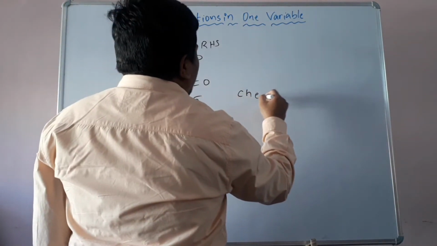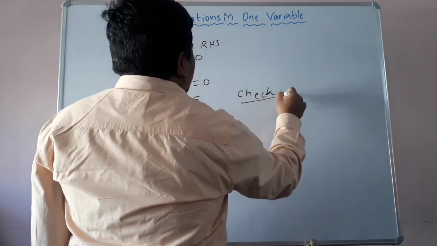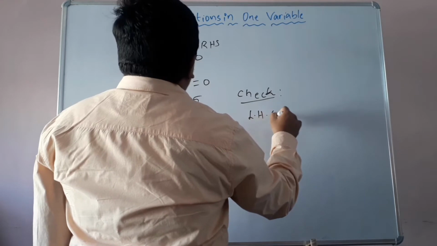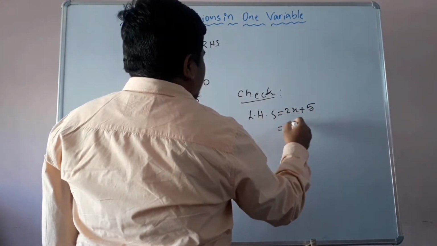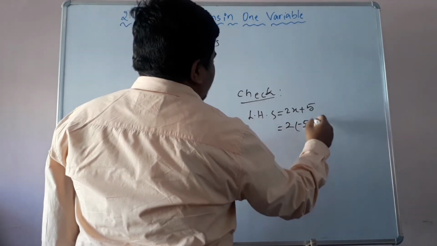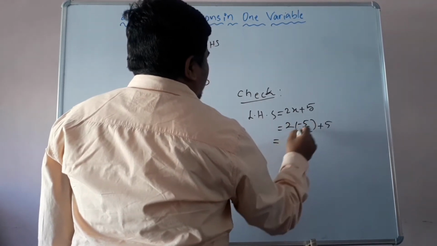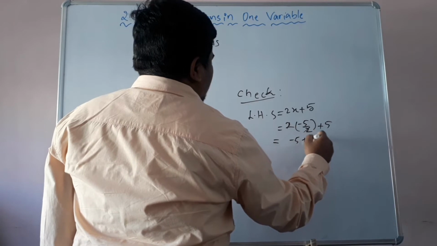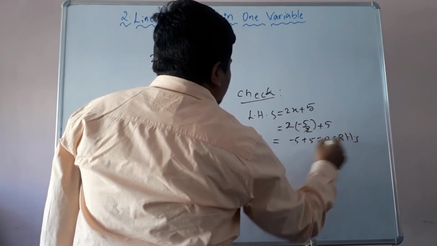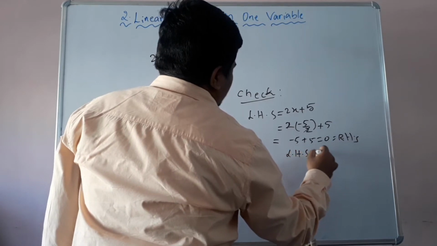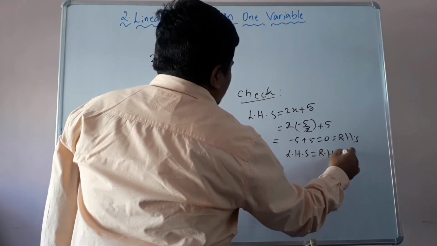Now how do we check whether it is correct or not, children? First take the LHS, 2x plus 5. Substitute this x value here: 2 into minus 5 by 2 plus 5. So 2 cancels, minus 5 plus 5 is equal to 0, which is equal to RHS. So we got LHS equal to RHS, therefore it's the correct answer. This is the process to check the solution.